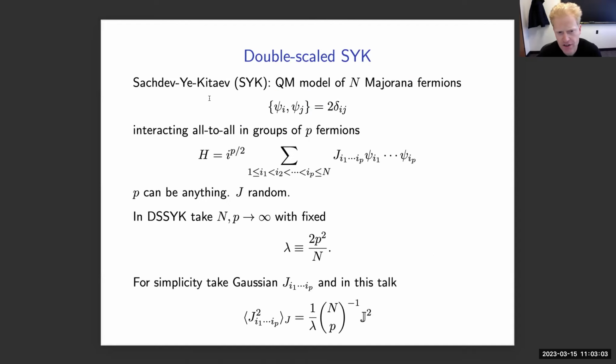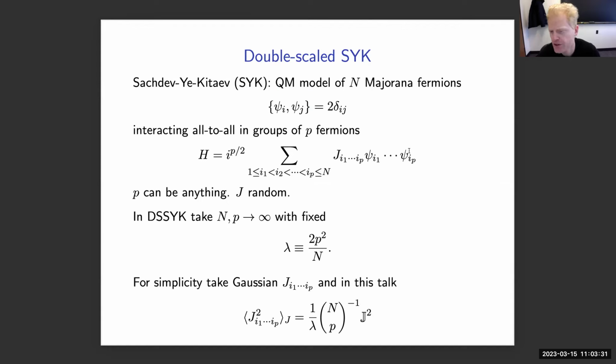In general, the SYK model is just a model in quantum mechanics with n Majorana fermions. They satisfy these anti-commutation relations, and they interact all to all in groups of p fermions. So basically, for the Hamiltonian, we go over all the choices of p out of the n fermions, and we write the interaction of these p fermions.